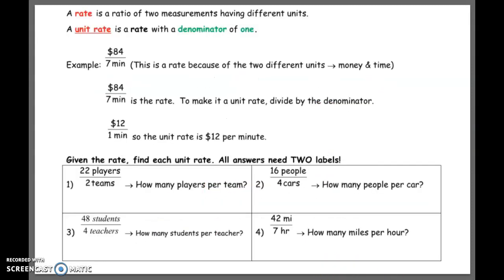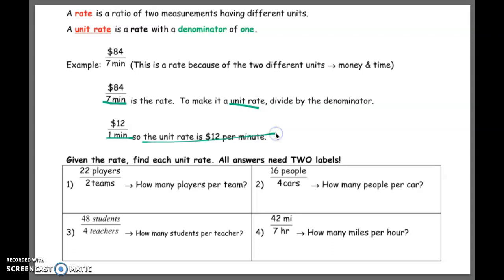Okay. Next one is talking specifically on unit rate. So remember, a rate, we're comparing 2 different things. A unit rate has that denominator of 1. So yes, we're comparing 2 different things like money over minutes, or beats per minute, or miles per hour. But on a unit rate, we're doing something out of 1. So for example, it's $84 for 7 minutes. This is a rate because we have 2 different things, money and time. We're going to make a unit rate by dividing by the denominator. Remember, a unit rate, you're just dividing by whatever the bottom number is in order to get 1. So 84 divided by 7 is $12 per 1 minute.